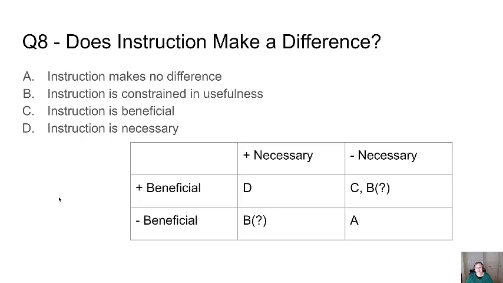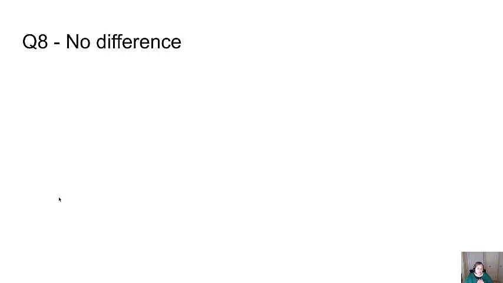But it's constrained. So you could argue maybe it's necessary and beneficial. It could even be the top left, right? It's necessary and beneficial, but only a tiny bit, maybe. So B is a tricky one in that sense. Okay. All right. But let's talk through the theories that make these kinds of claims. So let's start with it makes no difference.